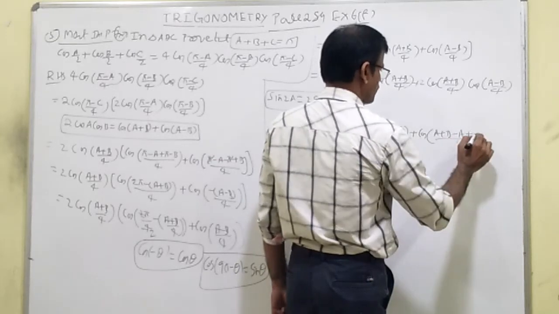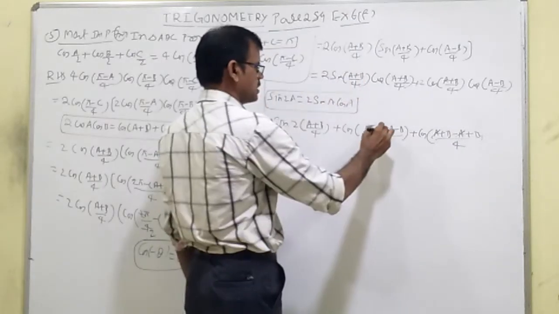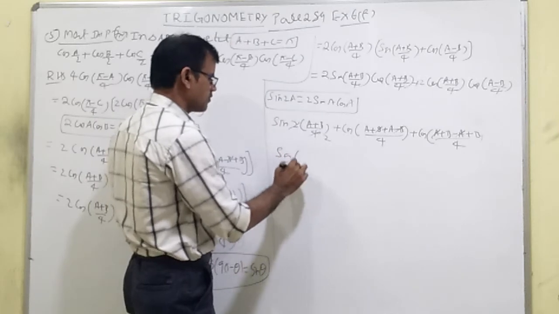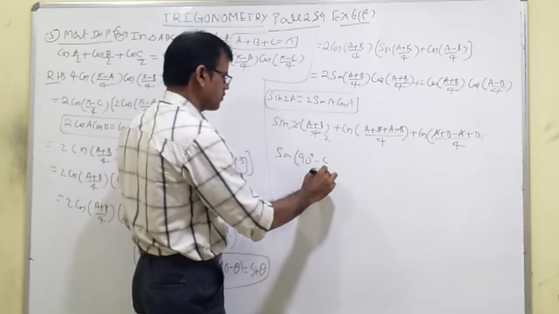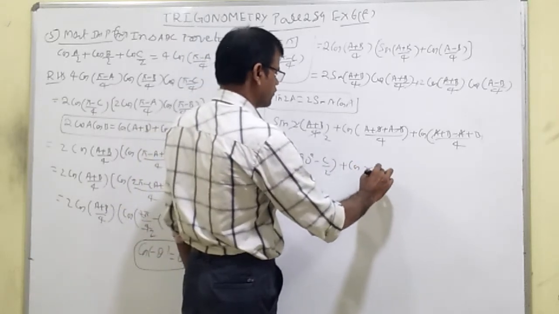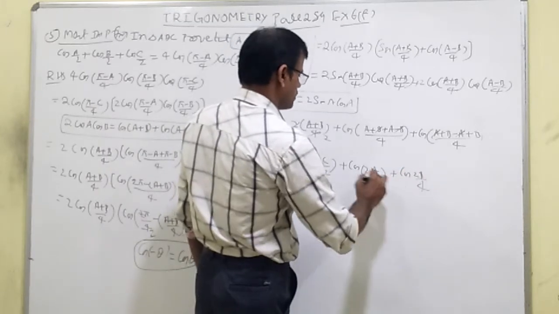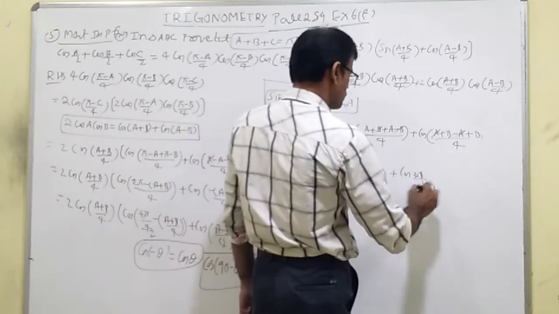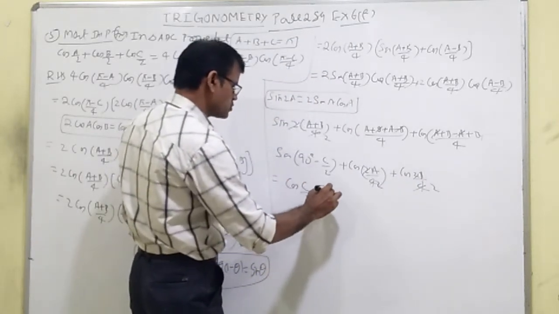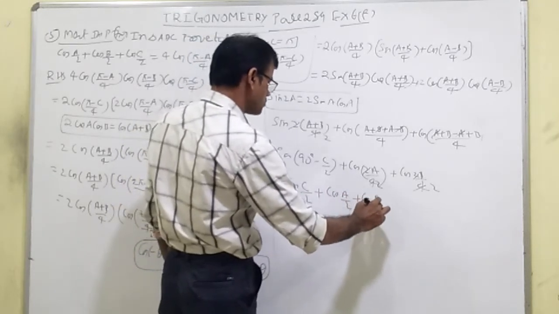Minus (a plus b) by 4. Here a minus a get cancelled, here b minus b get cancelled. This 2 will be getting cancelled 2 times. So sin of (a plus b) by 2, you can understand, is sin of (90 minus c by 2), plus this is cos 2a by 4, plus this is cos 2b by 4. This 2 will be getting cancelled 2 times. Sin of 90 minus theta becomes cos theta. So it is cos c by 2 plus cos a by 2 plus cos b by 2.